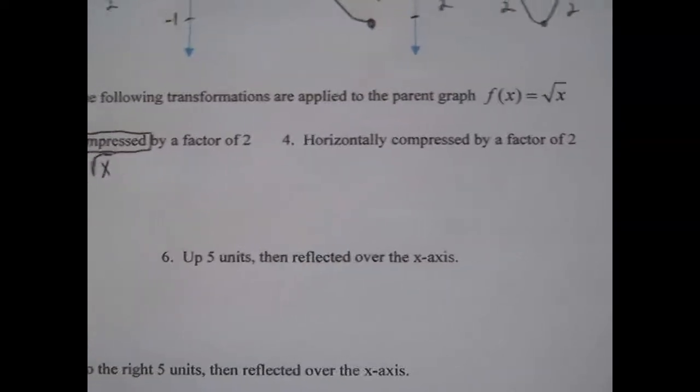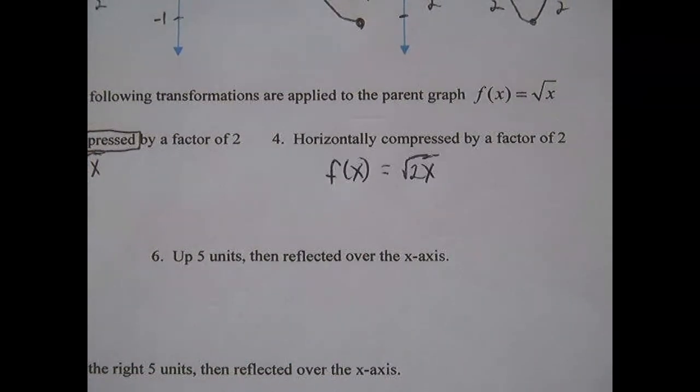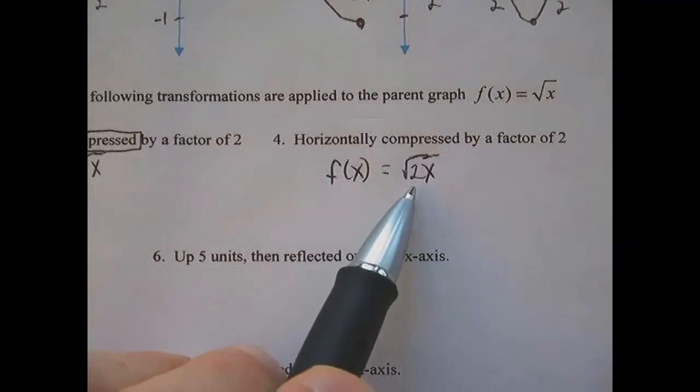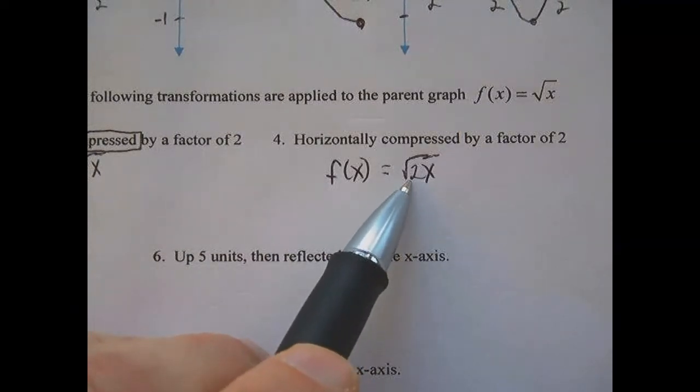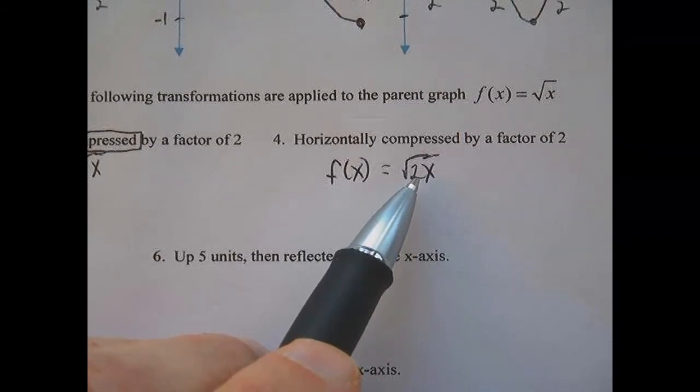All right, what about horizontally compressed by a factor of 2? Give that one a try. Okay, so this time it actually is a factor of 2 because we know that when we multiply by something that's greater than 1 or less than -1 on the inside, that's going to cause it to be compressed. So this is half the width that it would normally be, and that's a horizontal compression.